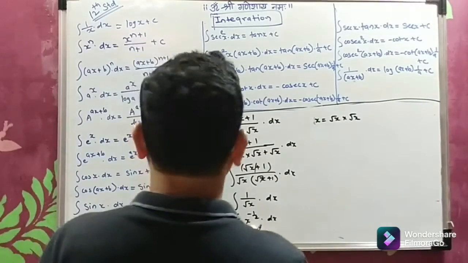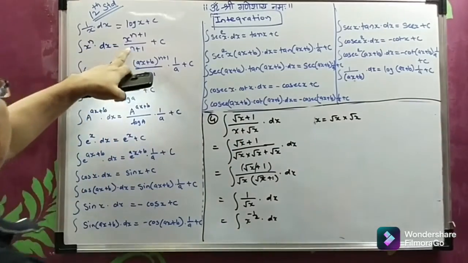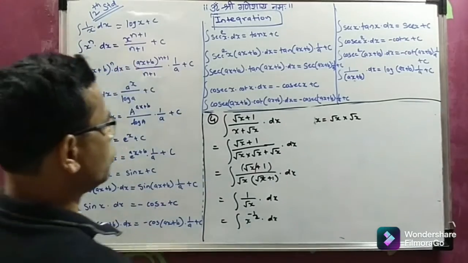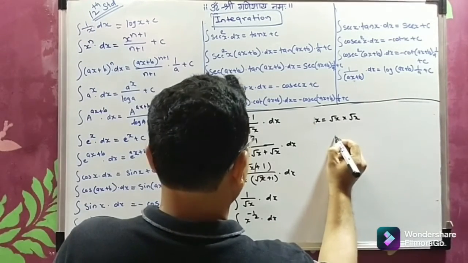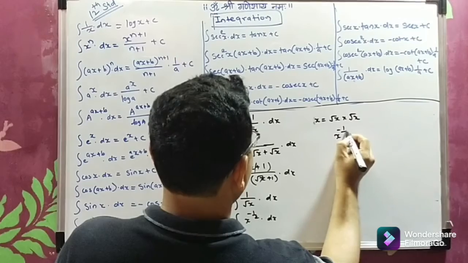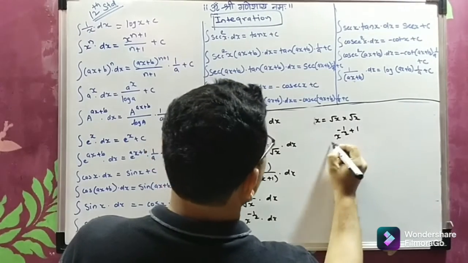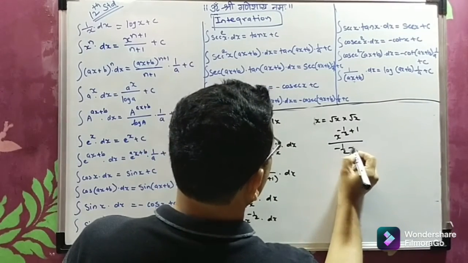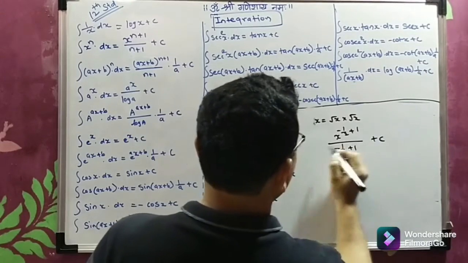So what is x raised to n? x raised to n is nothing but x raised to n plus 1 divided by n plus 1. So what will the answer be? It will be x raised to minus 1 by 2 plus 1 divided by minus 1 by 2 plus 1, plus c.